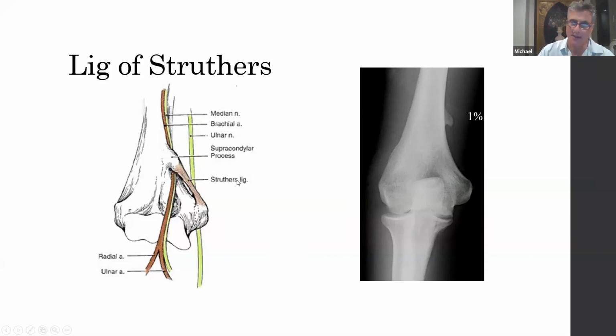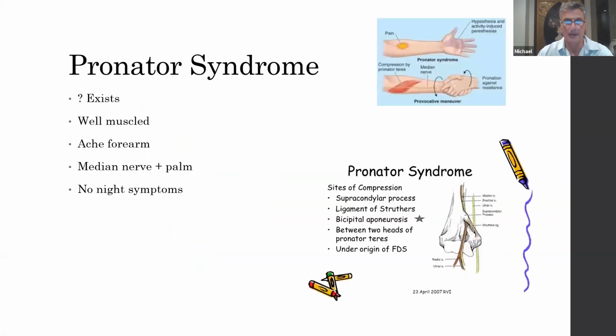Remember, on the other side, the ulnar nerve, when it goes through the intermuscular septum, also runs through an arcade, half a ring, as it dives through, and that is called the arcade of Struthers. This is the ligament of Struthers. Never seen it myself. I've seen the supracondylar process, but I've never seen this one. They say you should look for that, but I've never seen it.